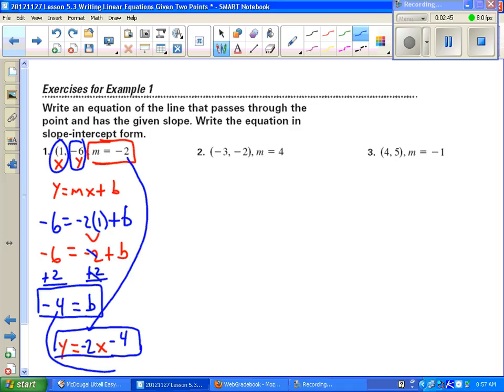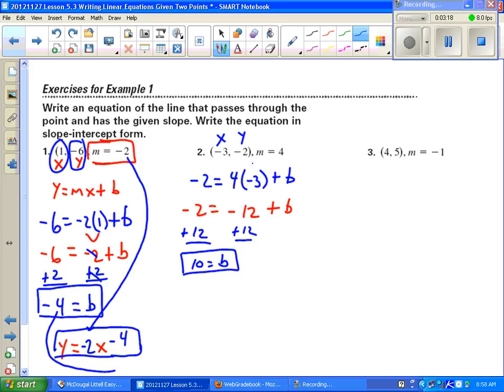Do the same thing with this one, x comma y. A couple fewer steps are shown here. Negative 2 equals 4 times negative 3 plus b, because we're looking for a b value. 4 times negative 3 is negative 12, plus b equals negative 2. Get rid of negative 12 by adding 12. Do the same thing to this side. And 10 equals b.